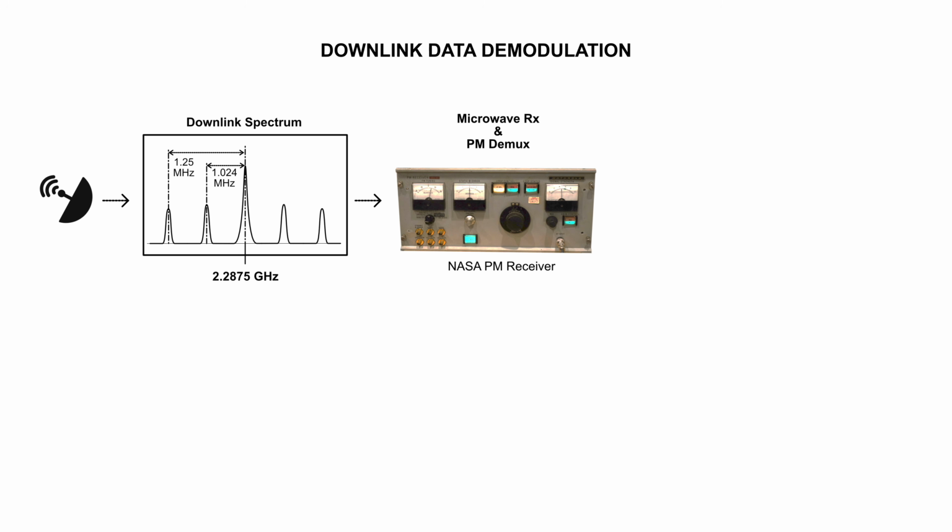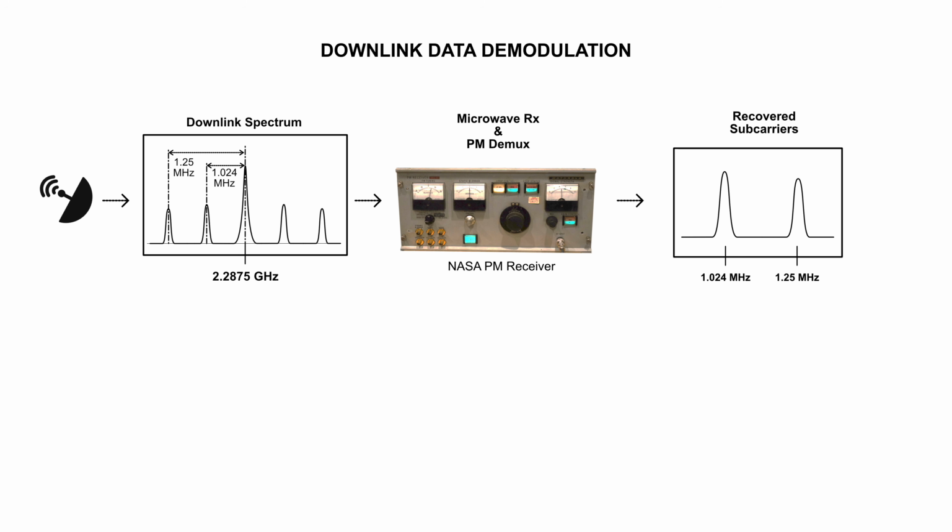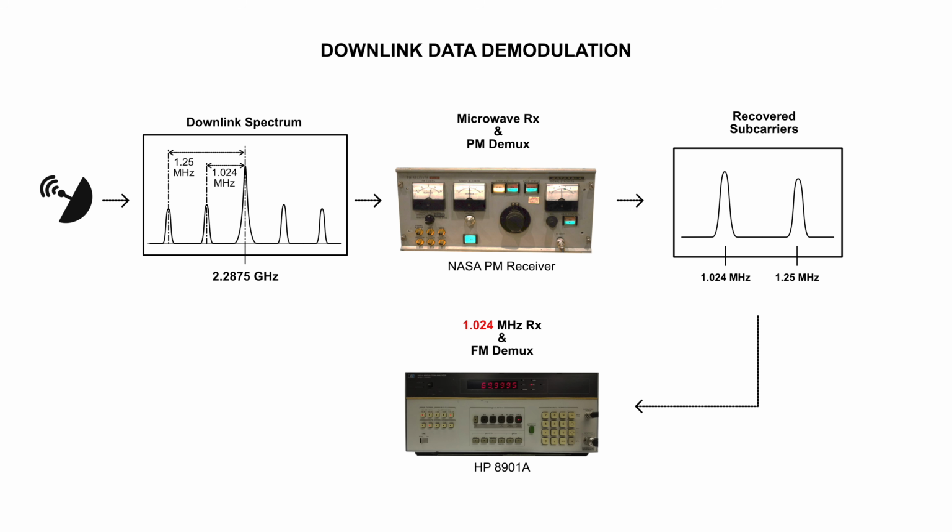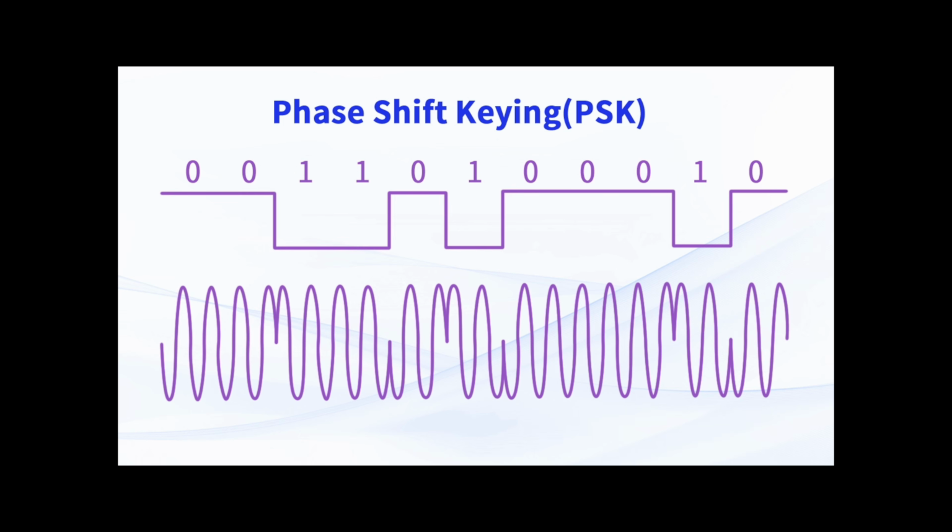Demodulation starts similarly, extracting the subcarriers with the NASA receiver. To switch to data, I tune the HP8901 to the 1.024 MHz subcarrier, but this time I can't use FM demodulation. So we have a bit of a snag because the 8901 does not support PSK demodulation explicitly. But it sort of kinda does implicitly because it supports analog PM demodulation. You see, PSK is simply a discrete version of analog phase modulation. It's just that in PSK, the phase jumps in discrete steps instead of varying progressively like in regular PM.